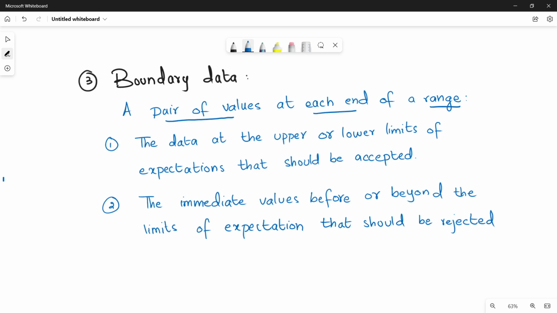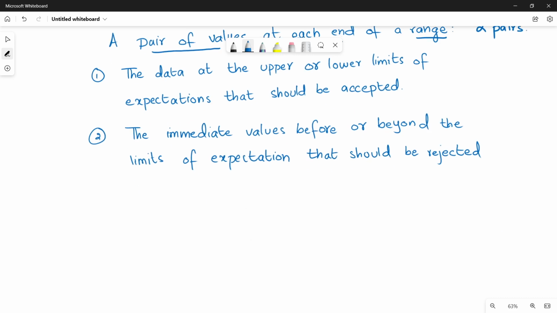Now, in this example, we have the range that starts from 9 and goes till 14. So, at both the ends, we are going to have a pair of data. So, the boundary data for this range is going to be two pairs. Now, let's see what would be the values of these two pairs. Let's suppose this is my pair number 1 and this is going to be the pair number 2. Let's find out what would be the values in the pair.